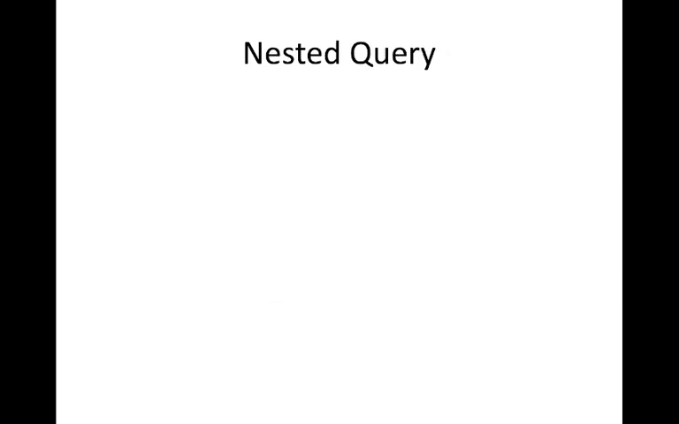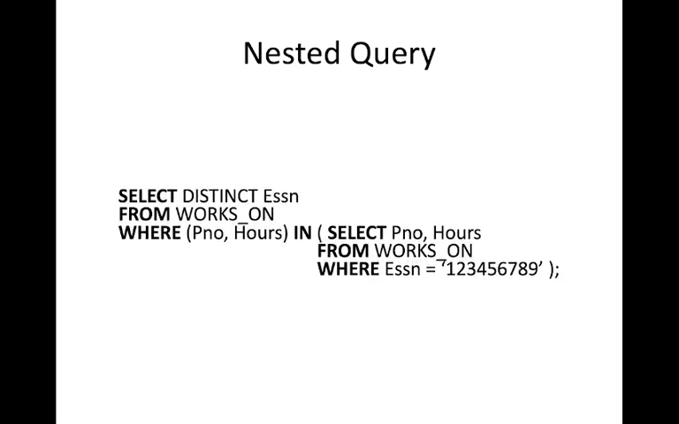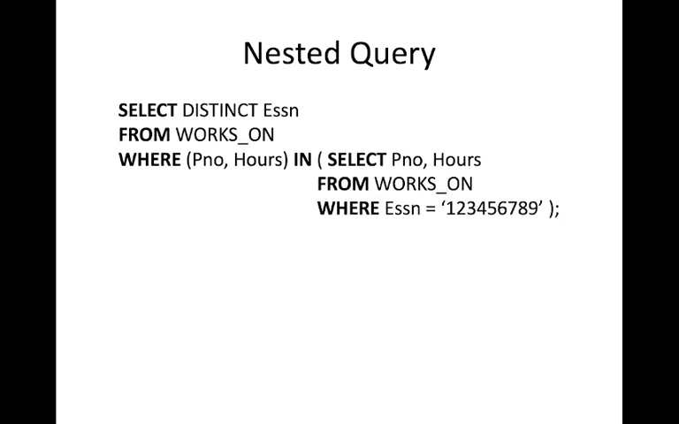So we'll see another example for this nested query. Here we have to select a distinct ESSN from works on, where we have given two attributes, P number and hours, in select P number and hours from works on where ESSN equal to 1, 2, 3. This ESSN is actually of John Smith.